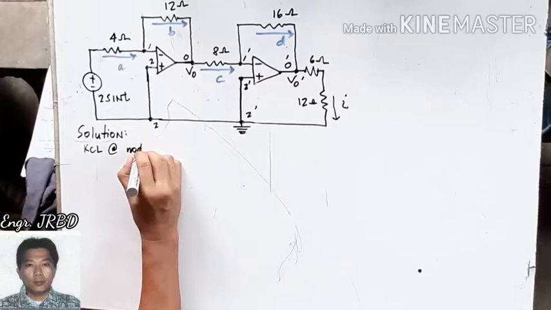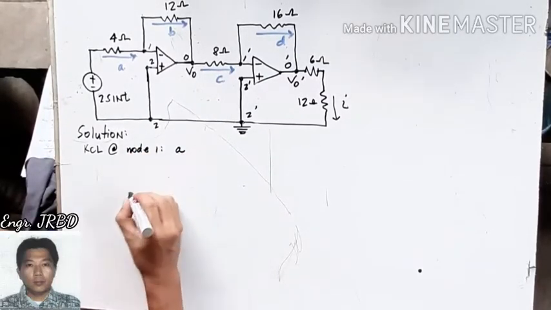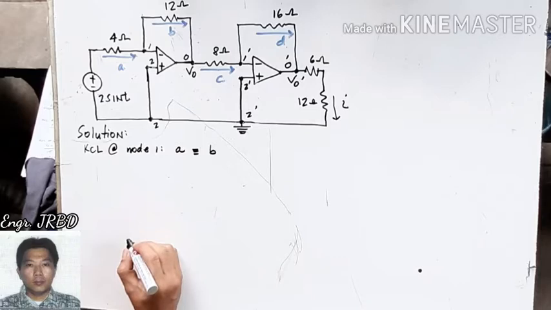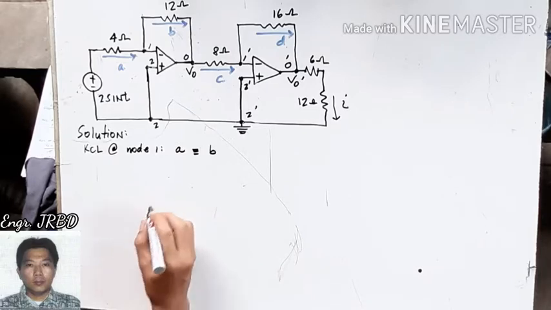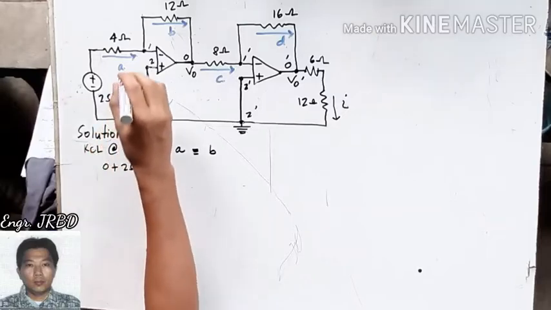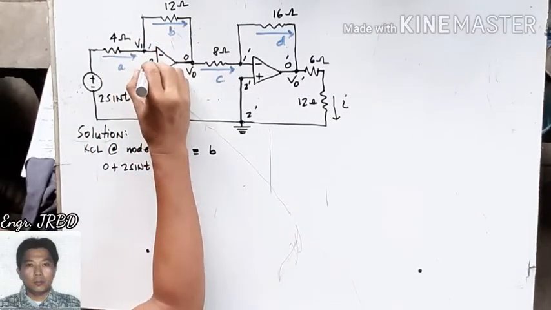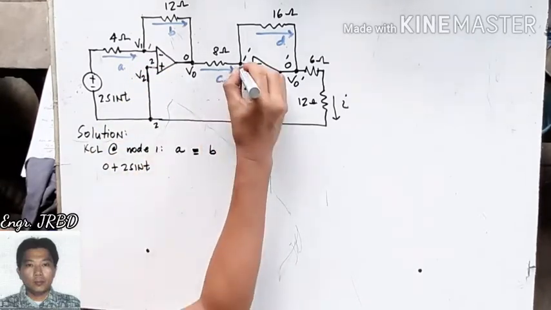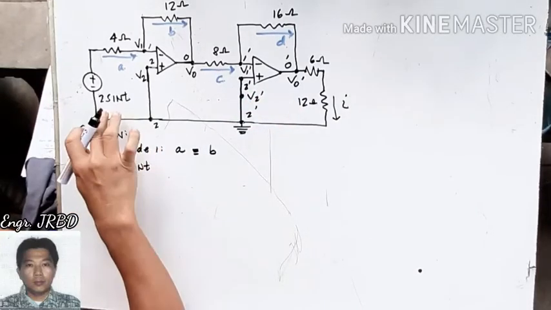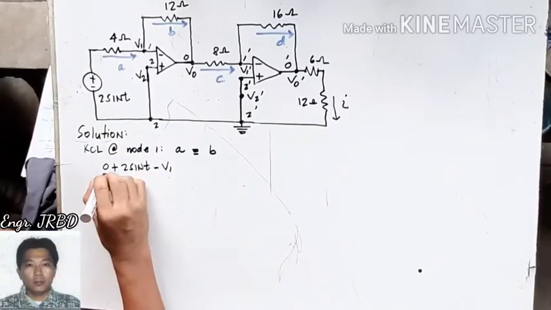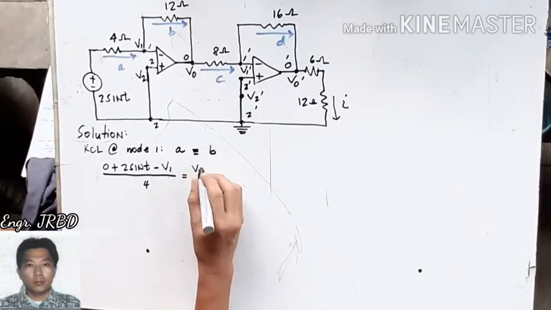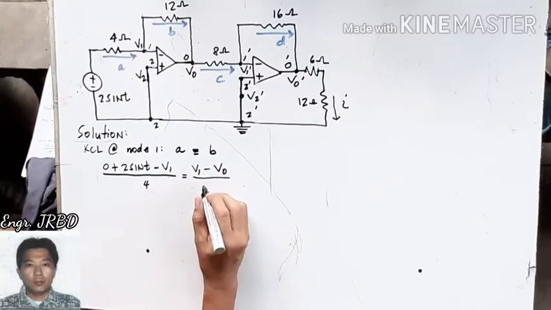KCL at node 1: current going in is A, and current going out is B. Expressing A and B in terms of the unknown and known voltages, that will be (0 plus 2 sine t minus the voltage in node 1) divided by 4, which is equivalent to B, which is (V sub 1 minus V sub O) divided by 12.